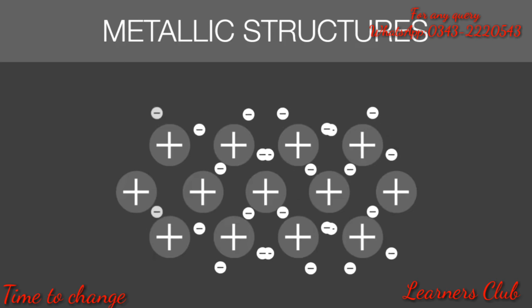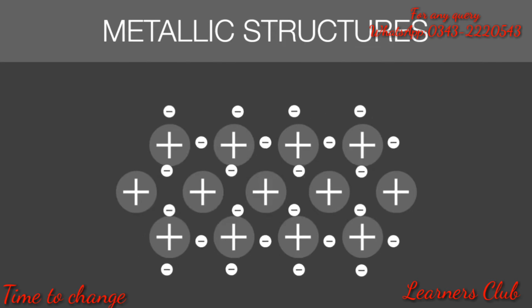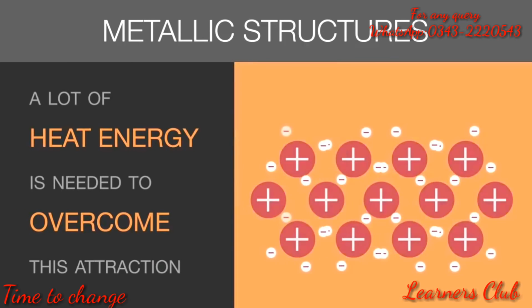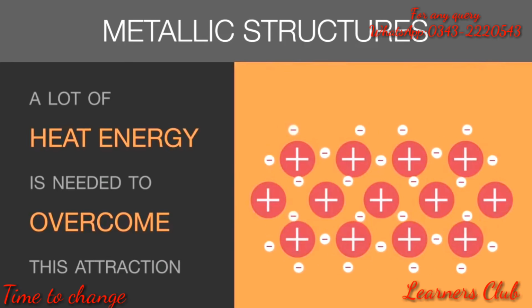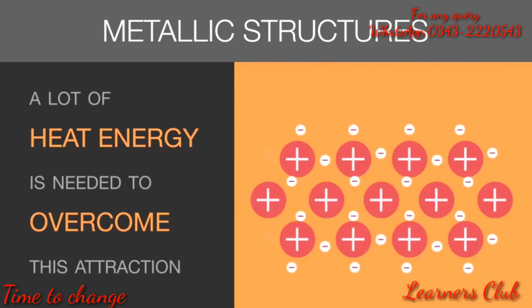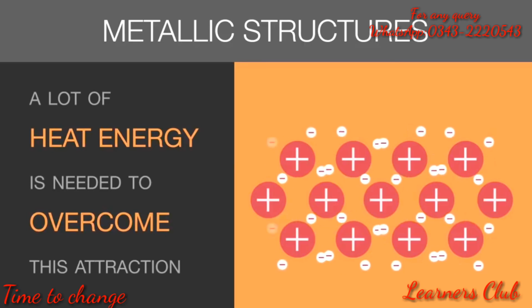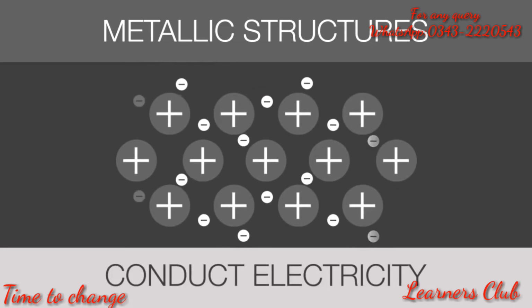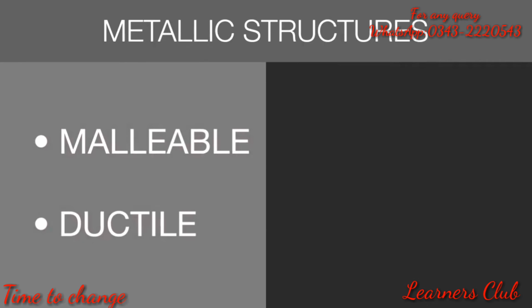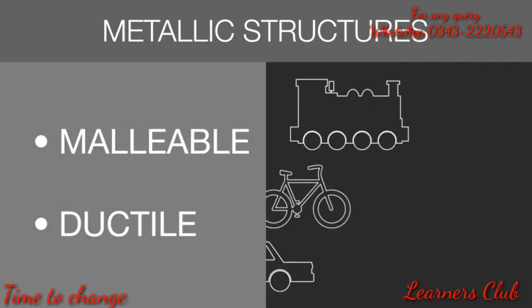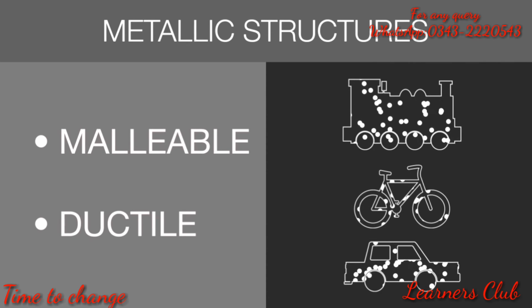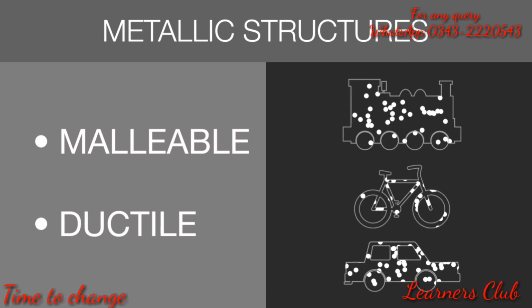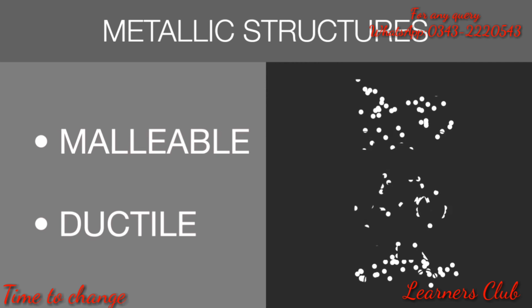This is a very strong attraction and explains why metals have high melting and boiling points. A lot of heat energy is needed to overcome this attraction. This is also why metals are very good conductors of heat. Free-floating electrons are the reason why metals can conduct electricity. Metals are malleable and ductile because no matter what shape the metal takes, the free-floating electrons will conform to that shape. The strong electrostatic attraction will remain, and therefore the structure stays intact.